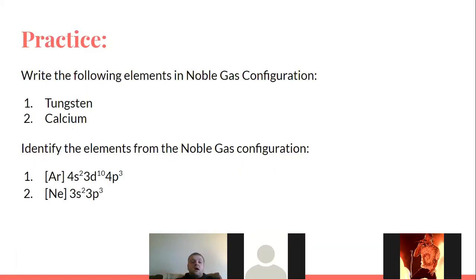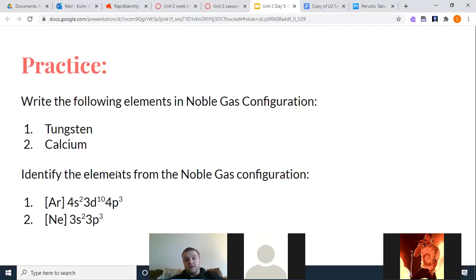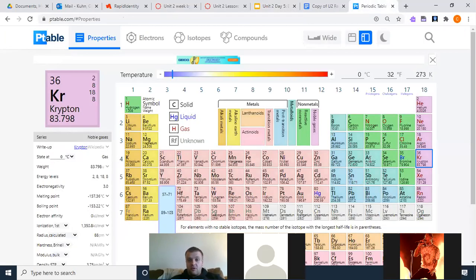Now, I'm going to show you how to do these down at the bottom. I'm going to show you how to do tungsten, and then you guys are going to do calcium for me. So let's look here. First of all, these down here, you can do the exact same way. If you look, somebody joined us. The elements from the noble gas configuration, we can do it 2 ways, and I know which way you all are going to want to do.